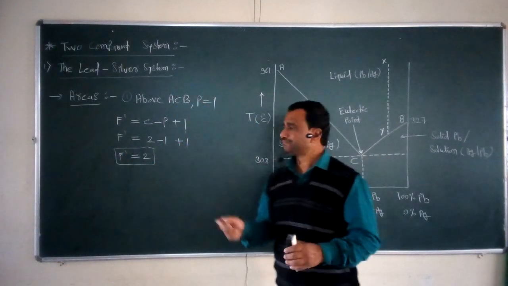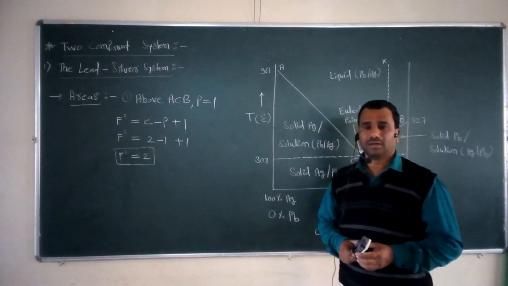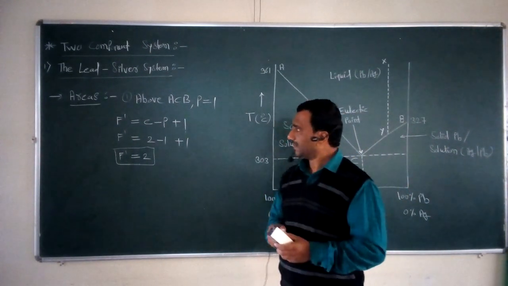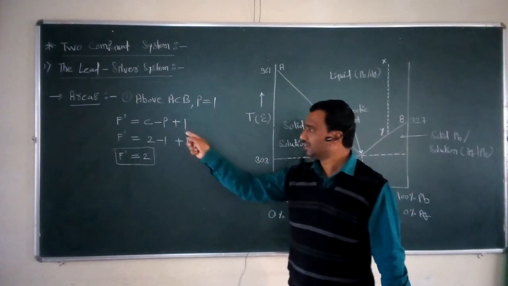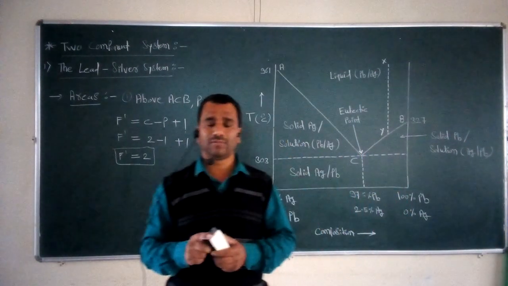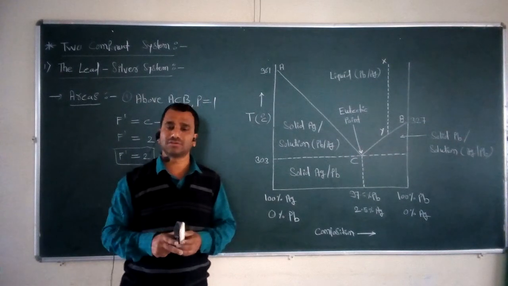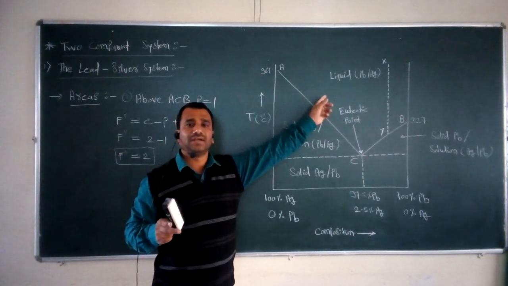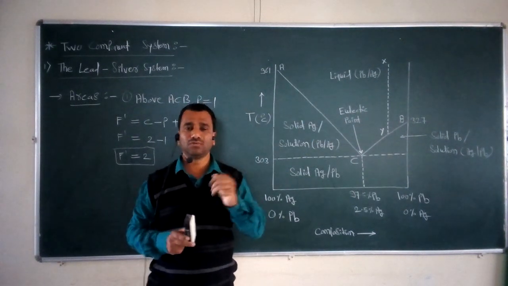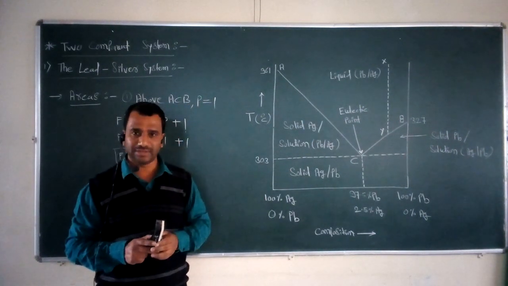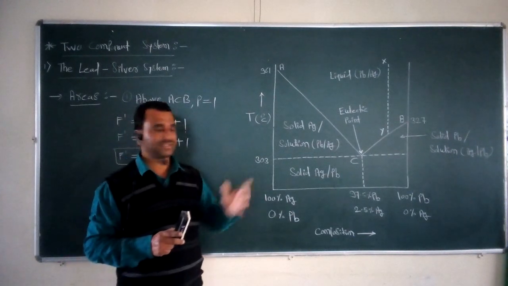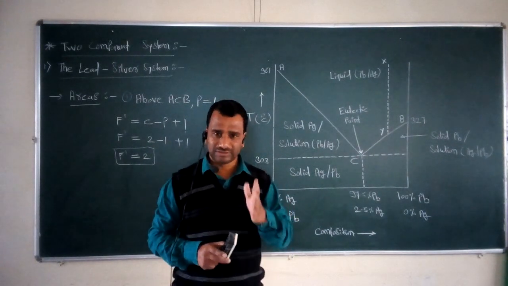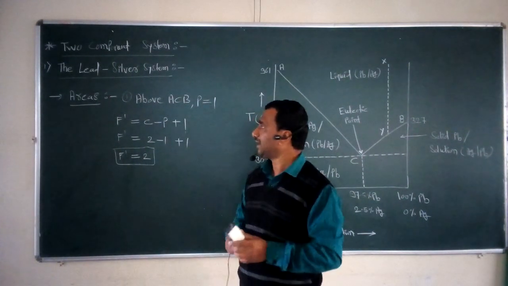So we can say this is the degrees of freedom obtained for the area above ACB. In this case phases is equal to 1. By using this reduced form of the phase rule equation, we get degrees of freedom equal to 2. So whether we want to study this area above ACB, we require two variables. That's why the system present in this particular area is called a bivariant system. So this is the first important area, above ACB.